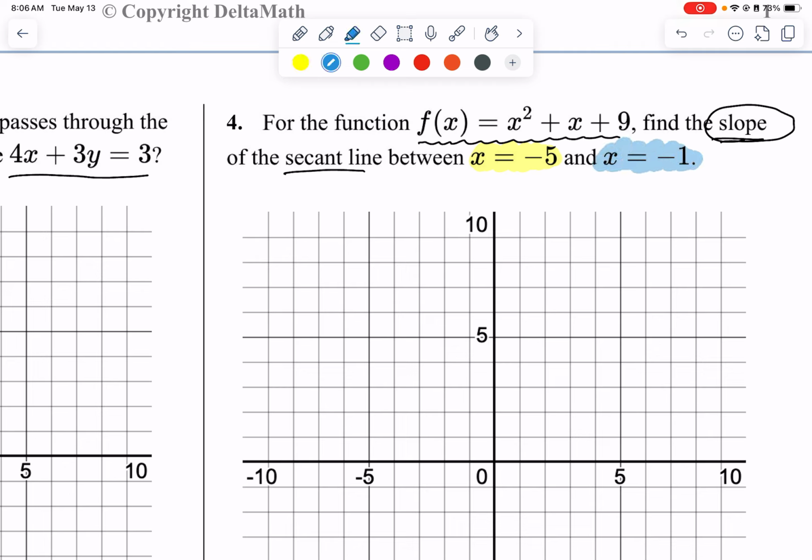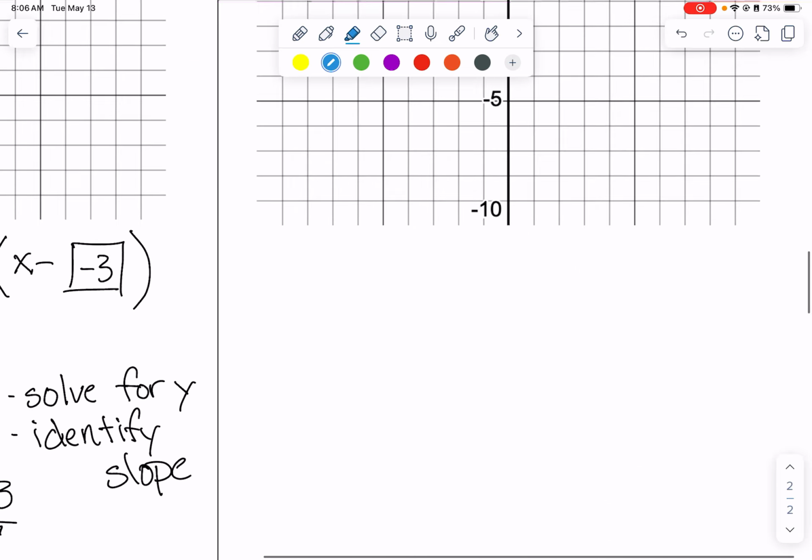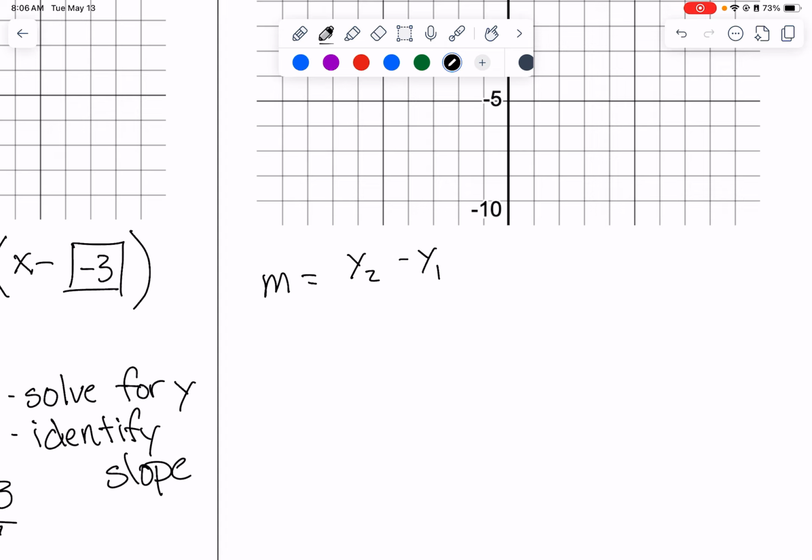You don't really need to use the graph for this. It's possible to do so, but most of this is going to come from calculating some points and then calculating some values that we need to make those points. So I know two things. One, that my slope means I need a couple of y values and a couple of x values.